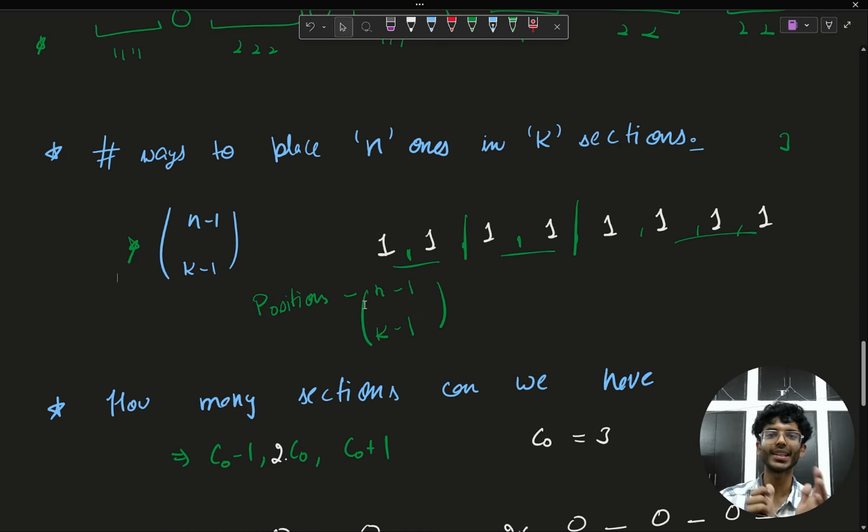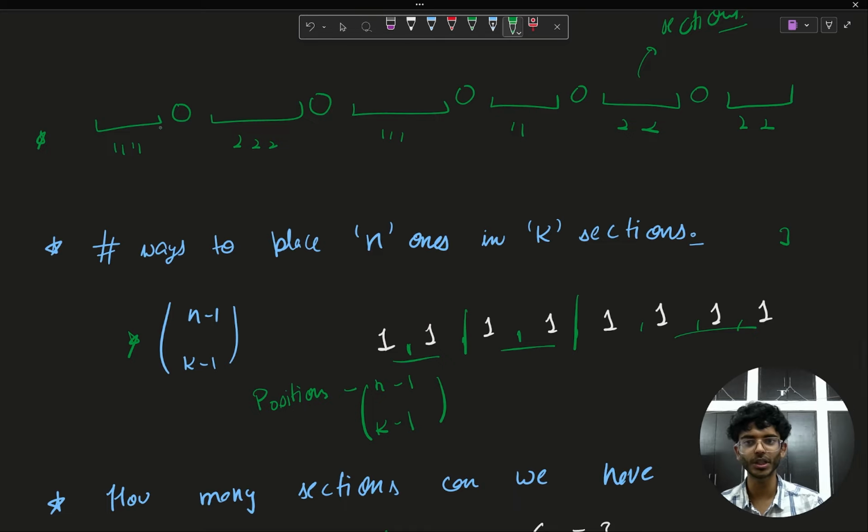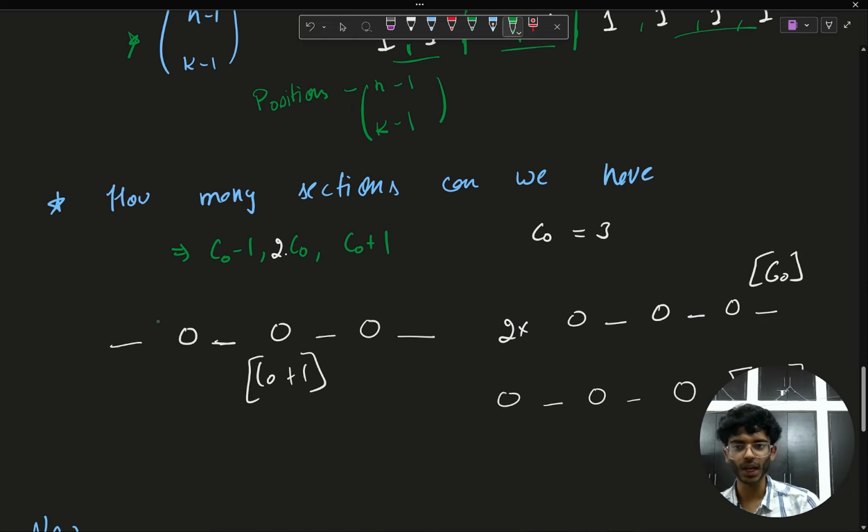Now, how many possible number of sections can we have? Because we need to place some zeros, and these zeros are the ones which divide the sections. And we cannot place two zeros consecutively. So how many sections would there be? Let's say we have C0 number of zeros, say 3. Either we can have C0 plus 1, so 3 plus 1, 4 sections. Why? We place these zeros in the middle and we have one section over here, one over here, one over here, one over here. So we got 4 sections like this.